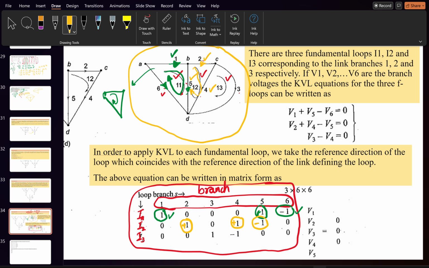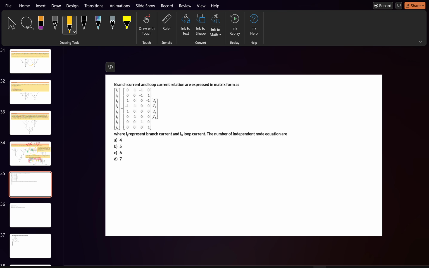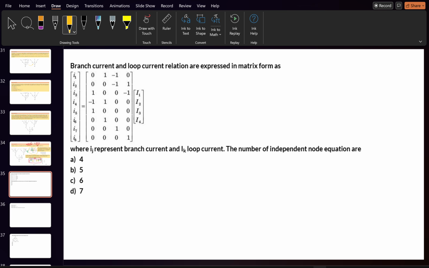Any doubt? If you feel any doubt, just let me know. It's just a relation between the branch current and the loop current. Okay, if you don't have any doubt, let's move to the question part. Suppose I have the branch current and loop current relation in between, because that is the Tieset matrix. You just have to let me know how many independent node equations can be formed.